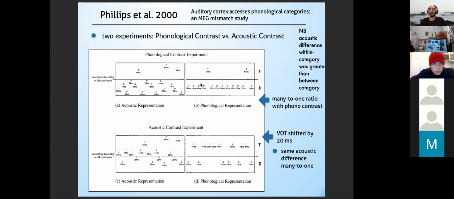Take these D's and T's with a lot of variation within their category, lower the bar, raise the VOT of everything, and now you're going to get a lot of T's. The same acoustic difference between these T's and these, but all these T's now are above the threshold, so they're not these anymore. Good. So the phonological contrast was dramatically modified within the acoustic contrast experiment, right?